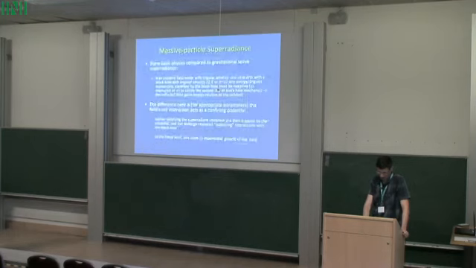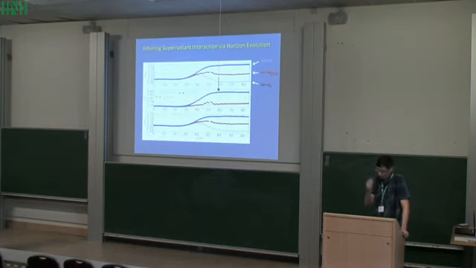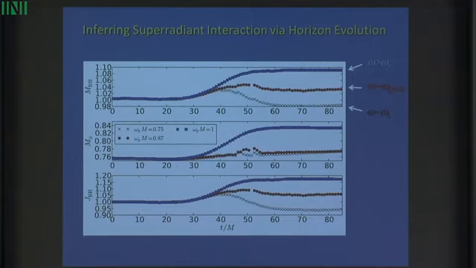Maybe I misinterpreted it, but there's some time here where it's not monotonic. Any interpretation for that? Yeah, cosmic censorship is being violated.